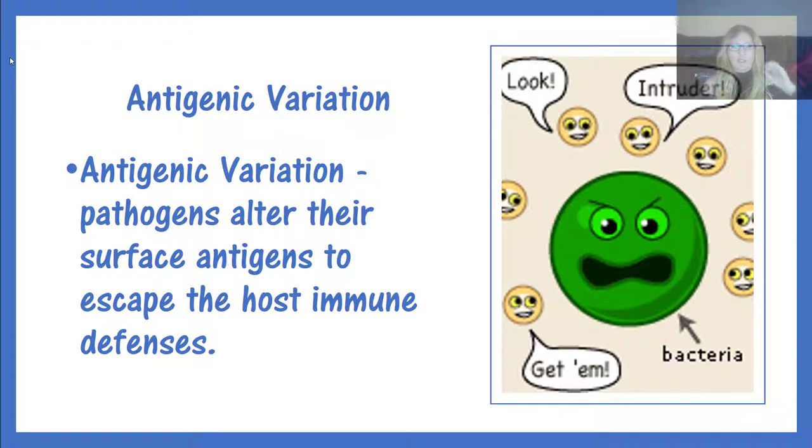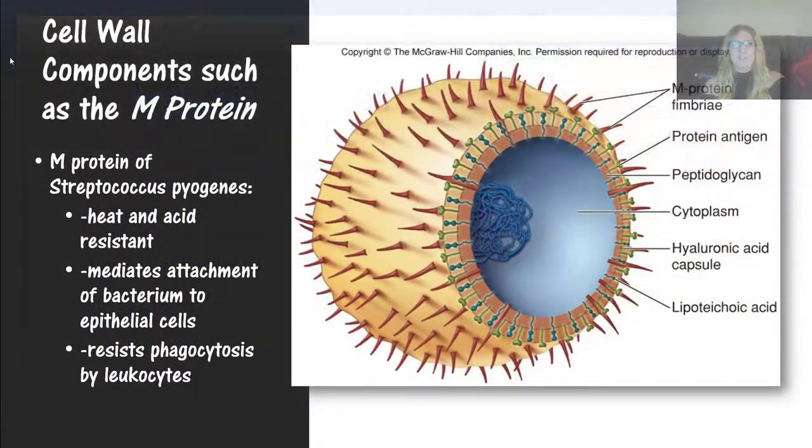Another strategy is antigenic variation. Here the pathogen can actually alter its surface antigens so that the immune system cannot recognize it. And if it can't recognize it, it won't attack it. So pretty ingenious. And then the last strategy we'll talk about is components of the cell wall.